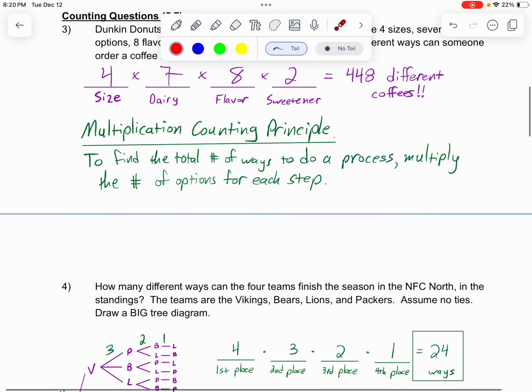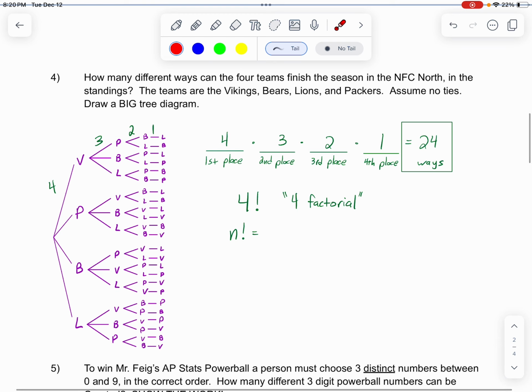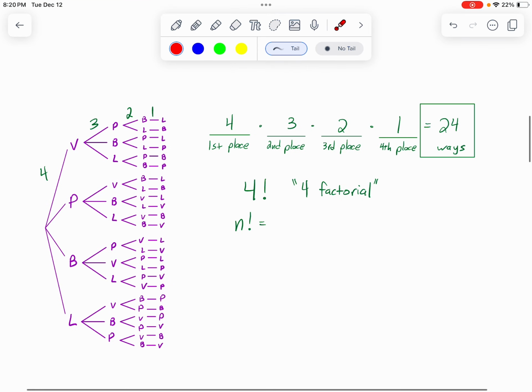Okay. Now, this one. How many different ways can the 4 teams finish the season in the NFC North? That's the NFL, the football. In the standings, the teams are the Vikings, the Bears, the Lions, the Packers. We're going to assume that they can't tie. It says draw a big tree diagram, so I've drawn the whole thing here for you. I would really encourage you to pause the video and try to draw this without looking at this. See if you can handle this and figure this out.